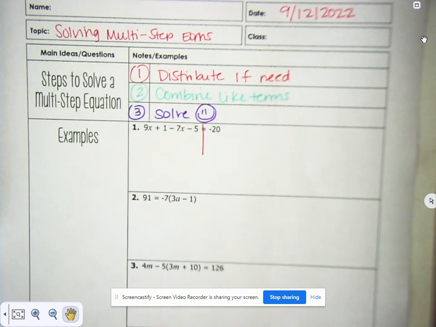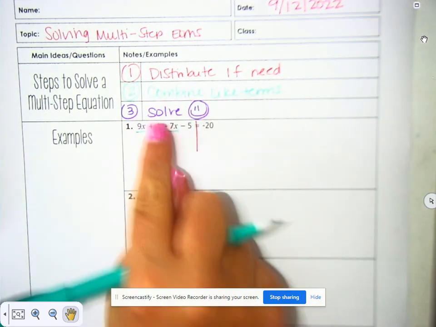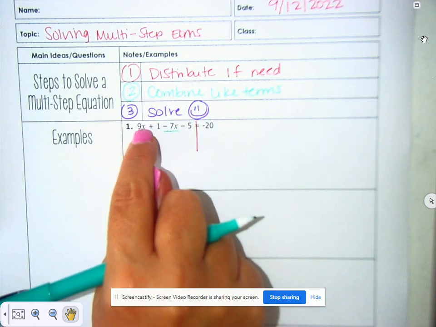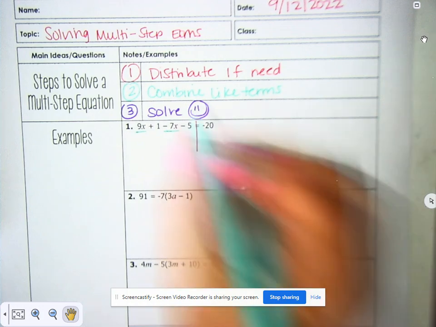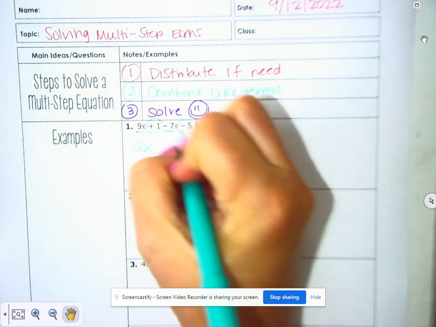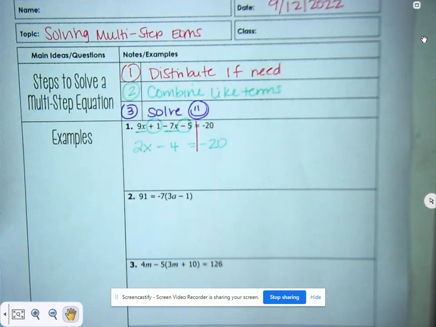Okay, so I'm going to start on number 1. I don't have to distribute because I don't have any parentheses. So the second step is to combine like terms. So I'm going to combine my 9x minus 7x. Now remember, you're basically pretending this isn't here, and it reads just 9x minus 7x, which is going to give me 2x. And then 1 minus 5 is going to give me negative 4. Everything else stays the same.